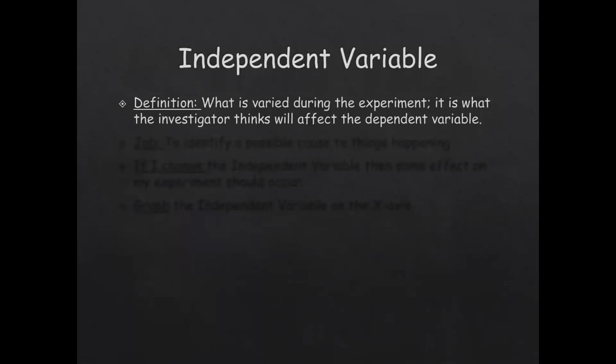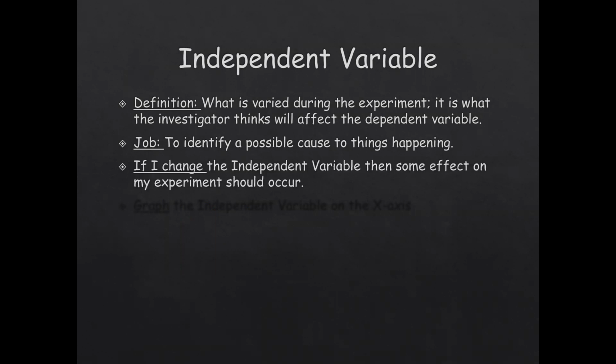What's the definition of an independent variable? This is what is varied during the experiment. It is what the investigator thinks will affect the dependent variable. It's what I can change. Now, the job of the independent variable is to identify the cause, okay? This is going to be the cause in your cause and effect relationship. If I change the independent variable, then some effect on my experiment should occur. On a graph, the independent variable is on the x-axis. This is very, very important.